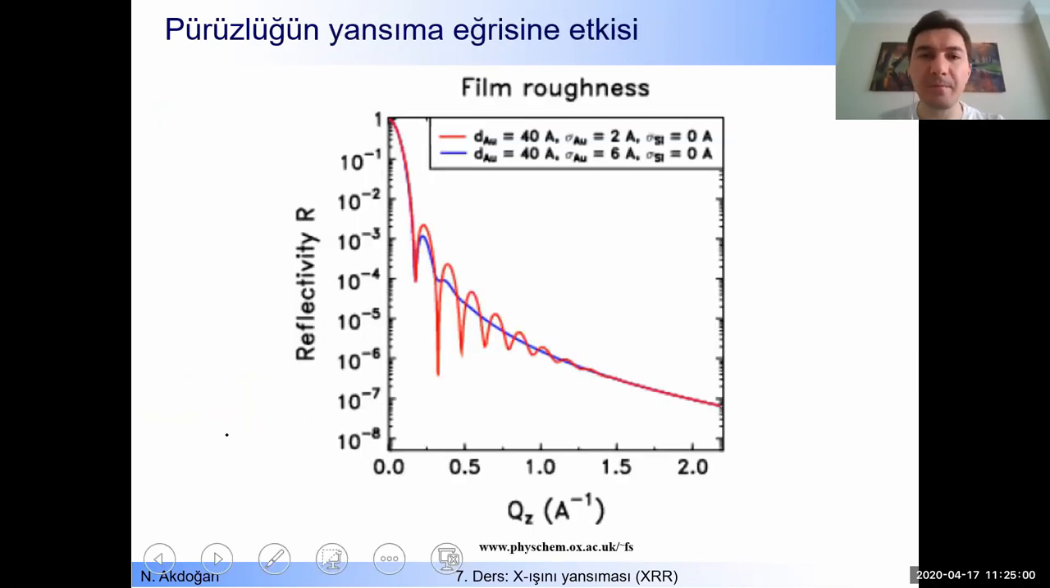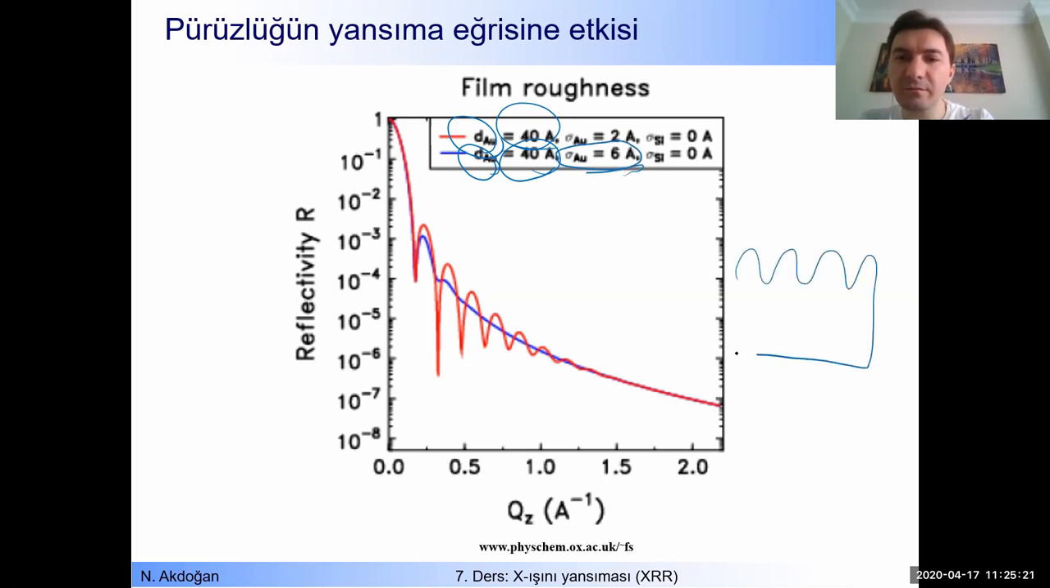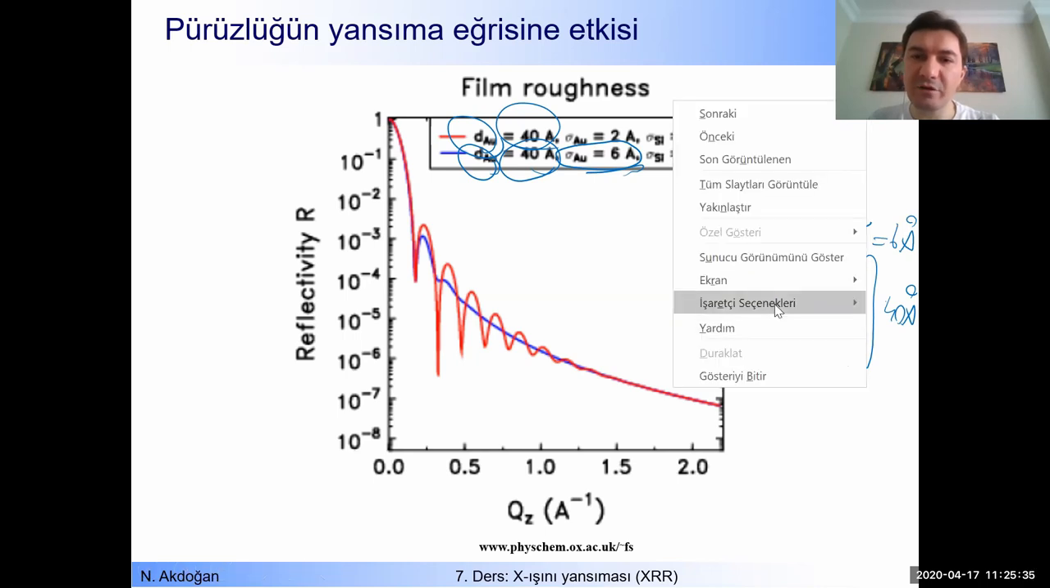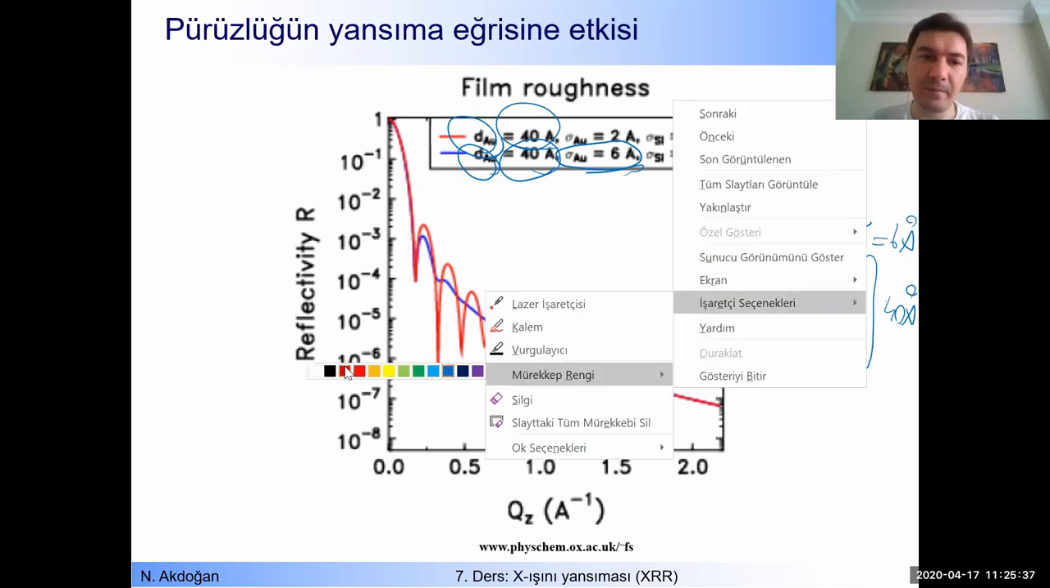Look at this one. Here we have gold. The thickness of the gold is 40 angstrom, and the roughness of the blue one is 6 angstrom. This is gold, thickness 40 angstrom, roughness 6 angstrom. And now let's continue with the blue one. Sorry, the red one.